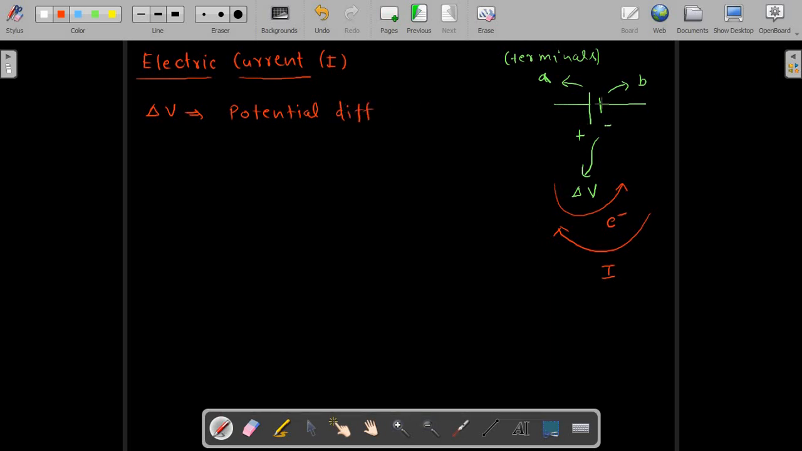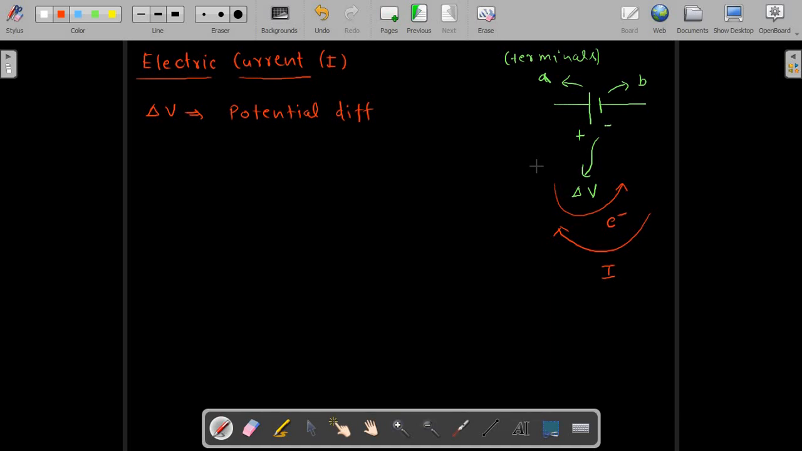When there is a potential difference, the electrons will flow from the positive side to the negative side, and the current will flow. Would the electrons flow from negative to positive? No. The flow of the current will always be opposite to the electron flow.